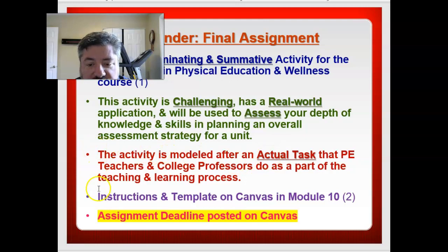Why did I pick this activity? This activity is modeled after an actual task that PE teachers and college professors do as part of the teaching and learning process to plan assessments. Remember, look at Module 10, all right? That's where your instructions and the template are located in Canvas. I gave you the handout for the final product instructions in our previous class. And then look at the assignment deadline posted on Canvas, start working on this thing, and it's due in Module 10.